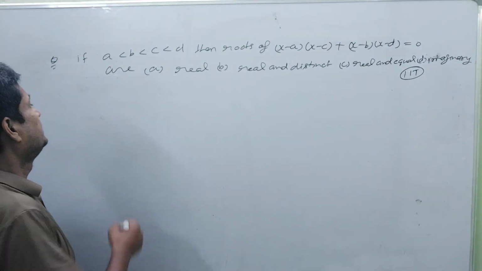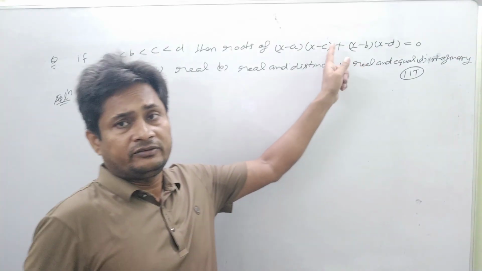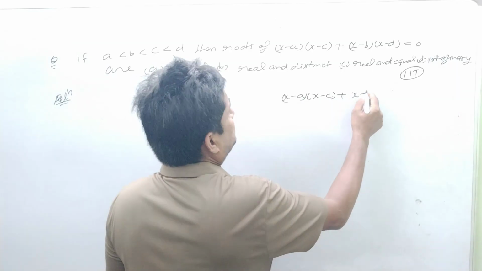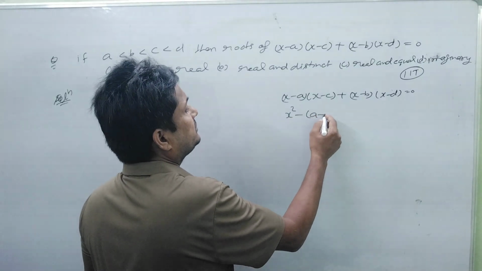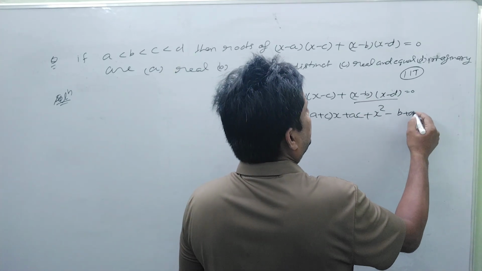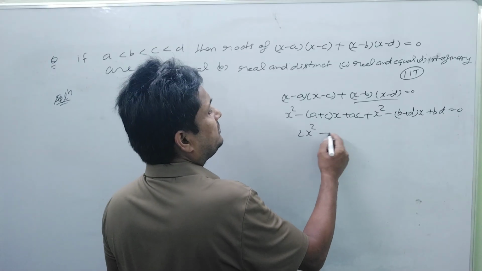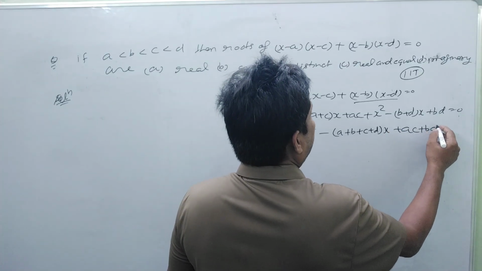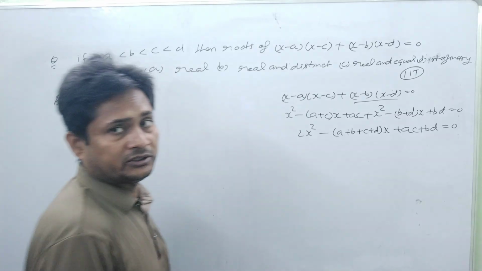Now, how will we solve this one? See here, first see the behavior of (x minus a)(x minus c) plus (x minus b)(x minus d) equal to 0. If you multiply this, you will get x square minus (a plus c)x plus ac, and multiplying this one, you will get x square minus (b plus d)x plus bd, equal to 0. That means you will get 2x square minus (a plus b plus c plus d)x plus ac plus bd equal to 0. Right? So now this is the equation.